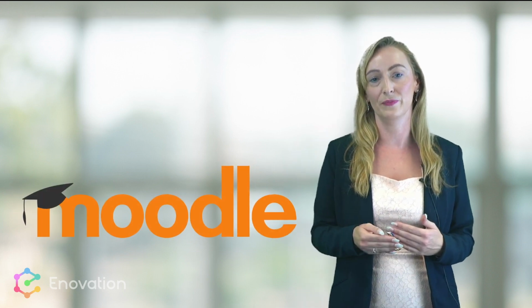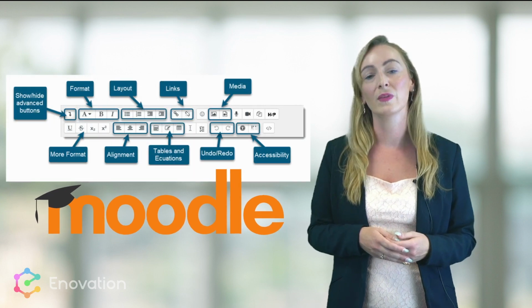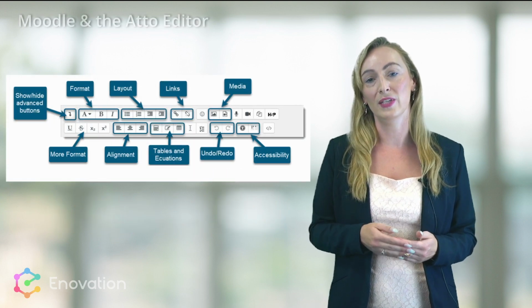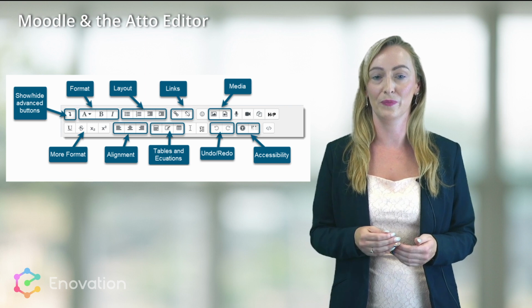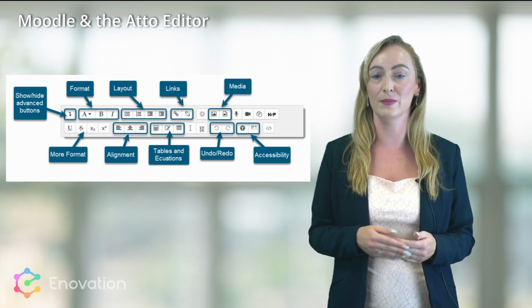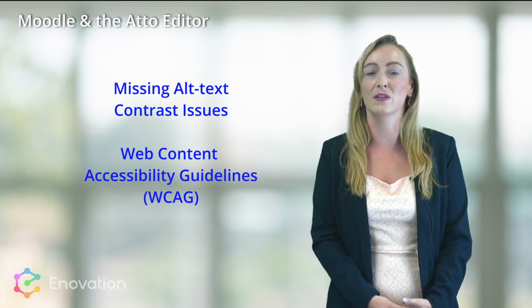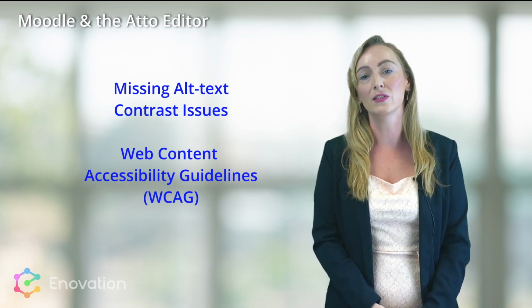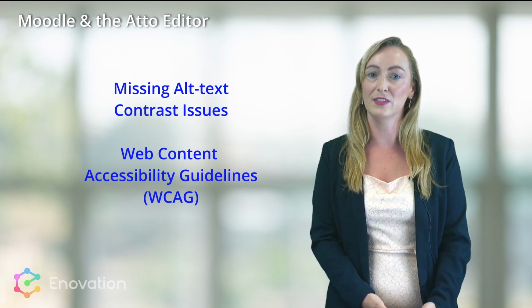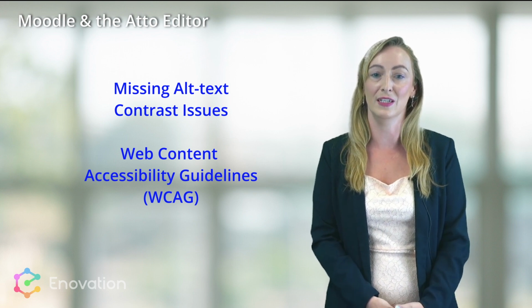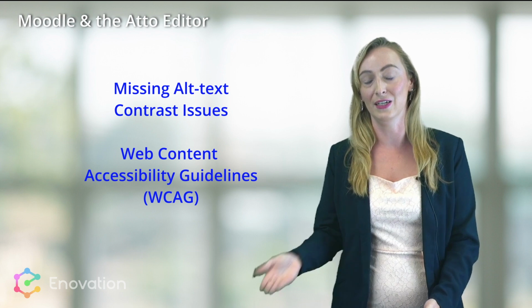So let's have a look at accessibility within Moodle itself. So we have the Atto editor. So Atto is a JavaScript text editor built specifically for Moodle. The Atto text editor includes an accessibility checker and screen reader helper tools. So these are intended to help you increase the accessibility of your content. The Atto accessibility checker looks for things such as images with missing or empty alternative text, contrast of font and background colors to see if they meet the Web Content Accessibility Guidelines, also known as WCAG AA guidelines.